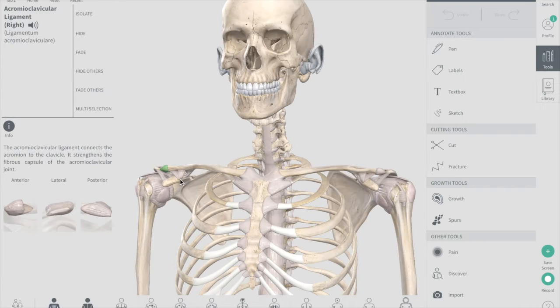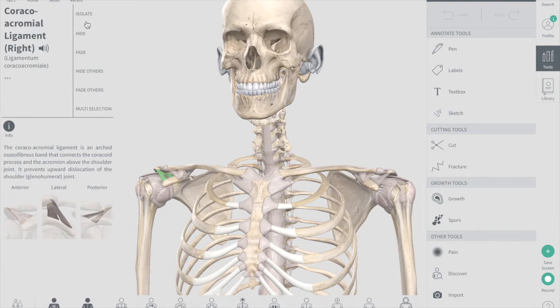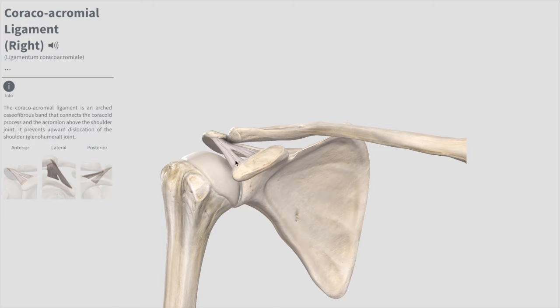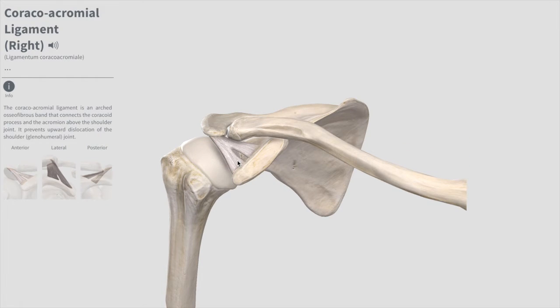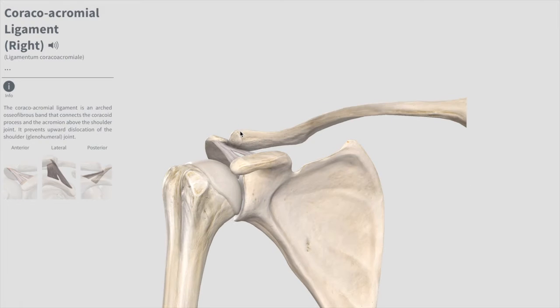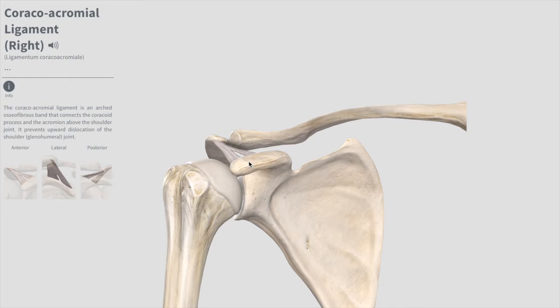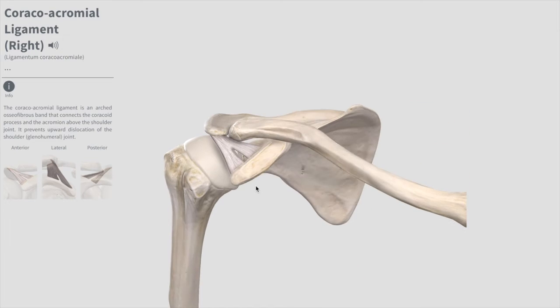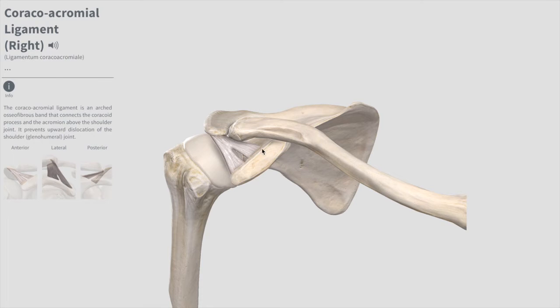So next, we're going to move on to the coracoacromial ligament, which is right here. And again, I'm going to isolate it. So looking at the ligament right here, we might see how it is different from other ligaments that we've seen in the past. Unlike many other ligaments that connect two different bones together, the coracoacromial ligament is connecting two parts of the scapula. So we have the acromion process and the coracoid process. The coracoacromial ligament and the acromion form the coracoacromial arch. The purpose of the ligament is to prevent upward dislocation of the glenohumeral joint, which is in this region again.